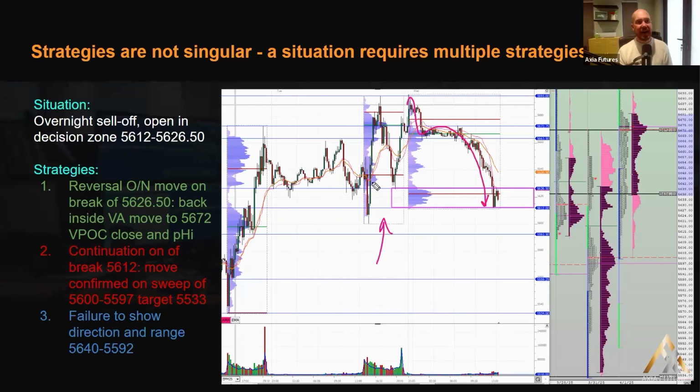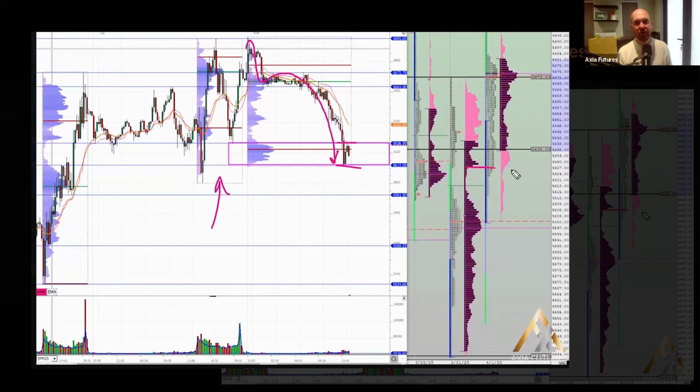This has then pulled us down towards the lower end of yesterday's range and stuck us really in this kind of small range between 12 and 26.5. If we look at the profile, what you've got is this little pocket of low volume in there. It's also the previous day's low.